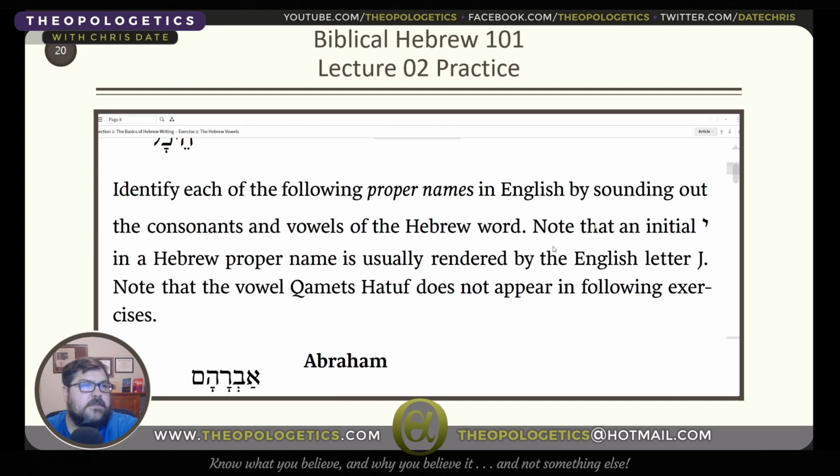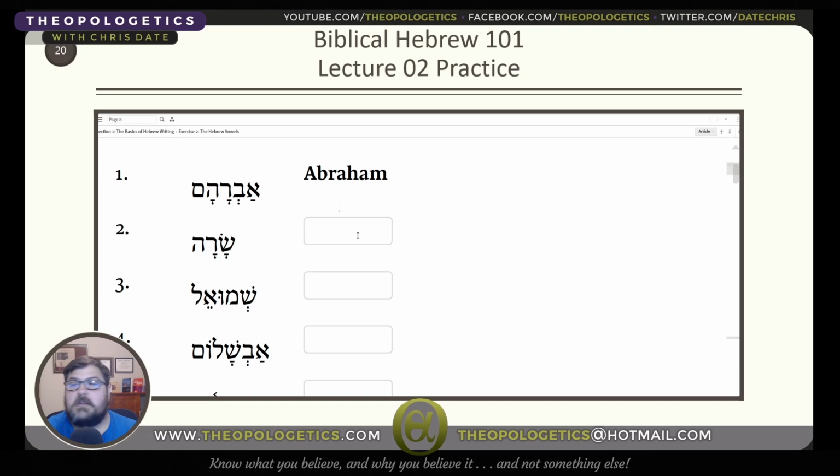Next one, identify each of the following proper names in English by sounding out the consonants and vowels of the Hebrew word. Note that an initial yod in a Hebrew proper name is usually rendered by the English letter J. Note that the vowel kametz chatuf does not appear. So what they're saying about the English letter J is like, it used to be that Yahweh was transliterated Jehovah, right? Joshua is Yehoshua. So that y sound, that yod at the beginning, is usually transliterated using a J rather than a Y. So keep that in mind as we go through these, all right?